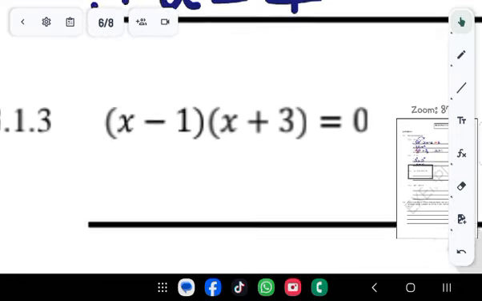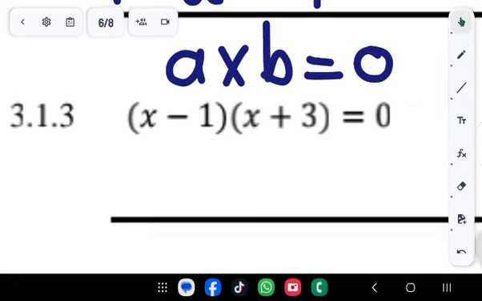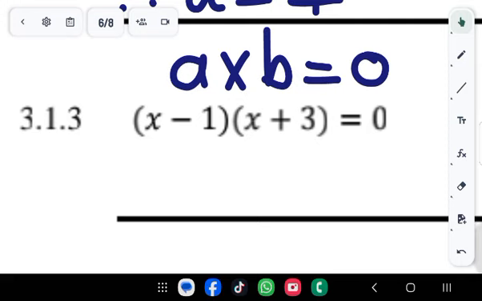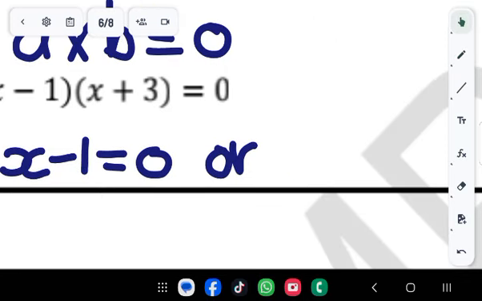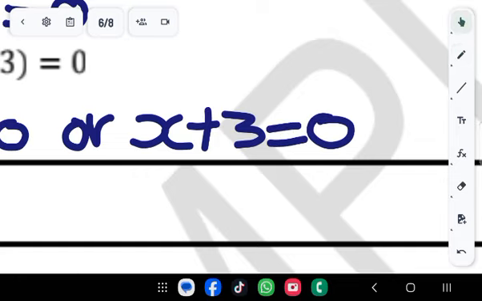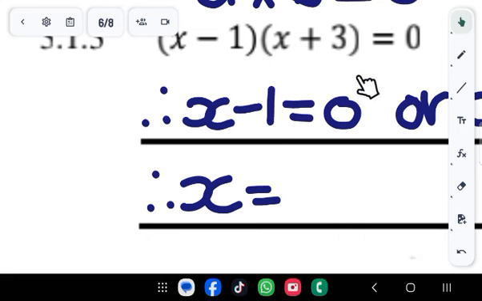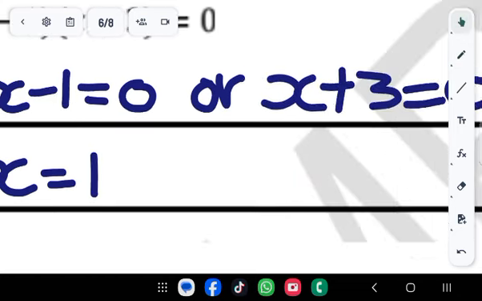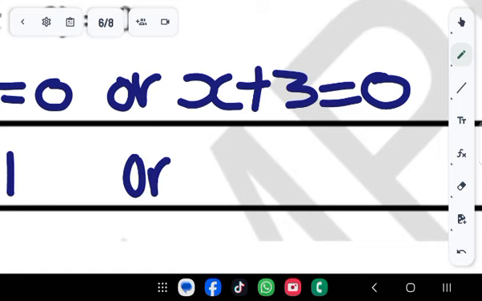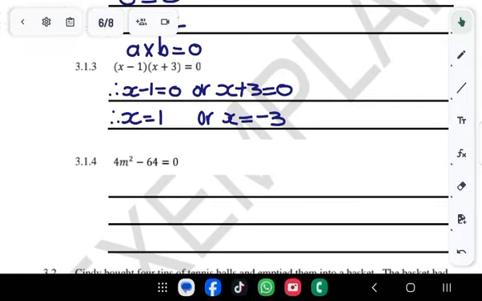Now, with this one, we already have the a times b equals 0 situation. So what we do is we equate each of the factors to 0. So therefore, x minus 1 equals 0, or x plus 3 equals 0. That's your first step. Now you solve these linear equations. You just take 1 to the other side, so that becomes plus 1, so x equals 1, or x equals negative 3. That's what it changes to when you take it to the other side.